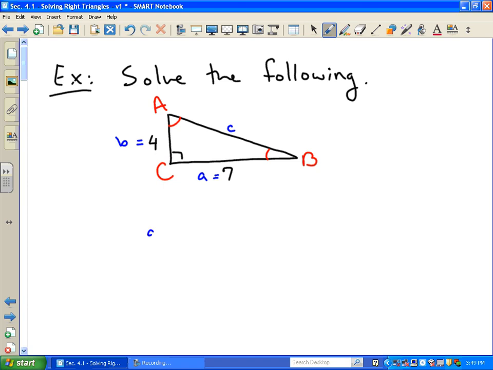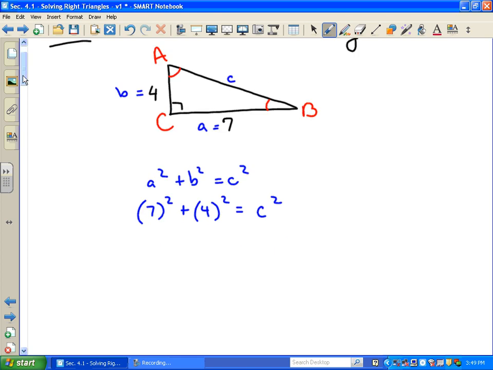All right, so a squared plus b squared is equal to c squared. A is 7, we square that. B is 4, we square that. We don't know what c is. All right, 7 squared is 49. 4 squared is 16. And then that would be c squared. We add 49 and 16, and that is 65. Okay, solve for c by taking the square root. We'll get c equals the square root of 65.